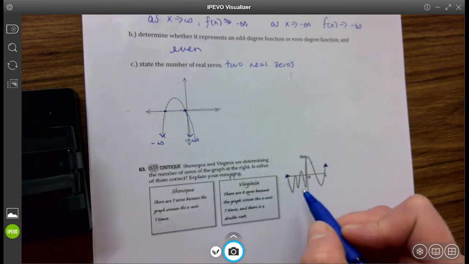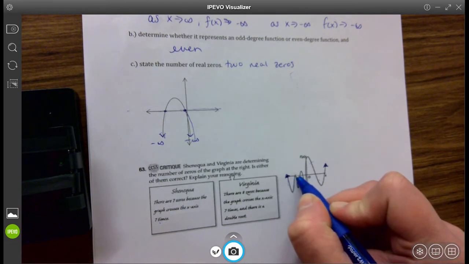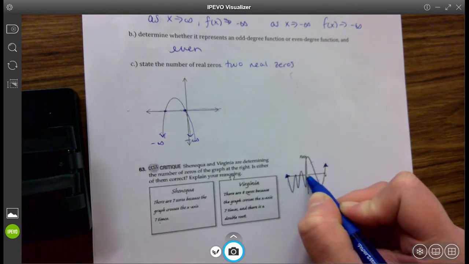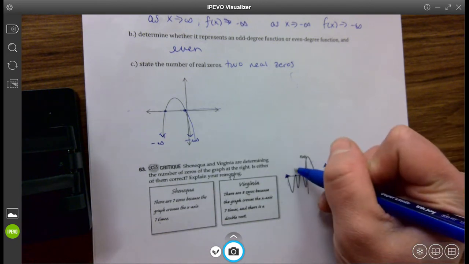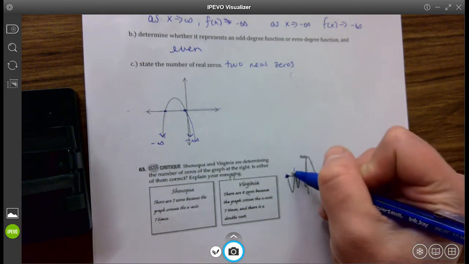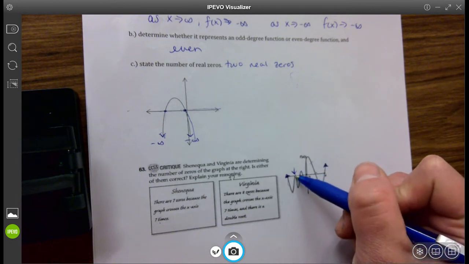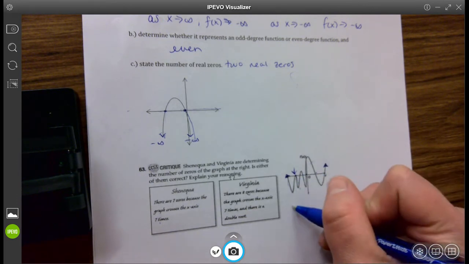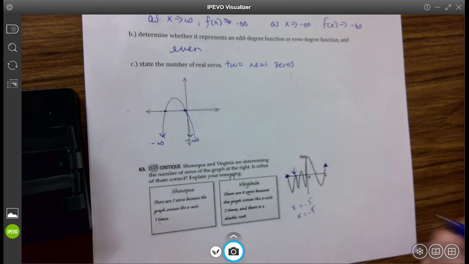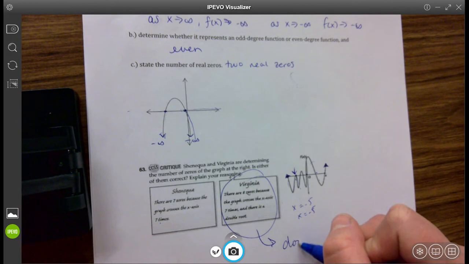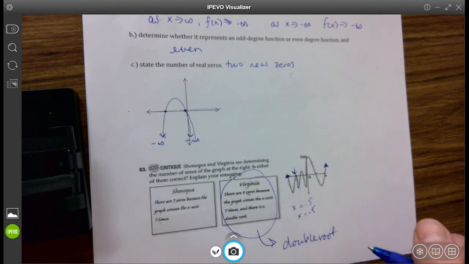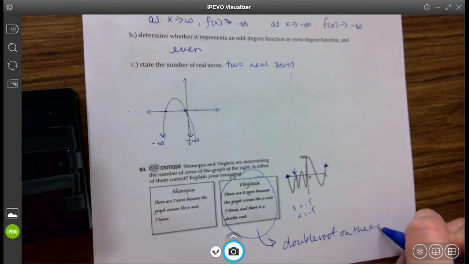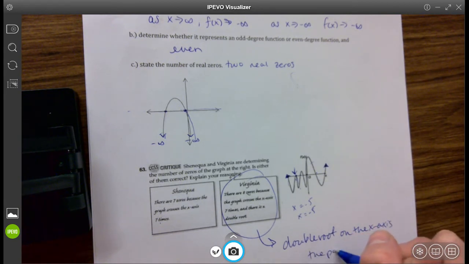Virginia says there are 8 zeros because the graph crosses 1, 2, 3, 4, 5, 6, 7 times, but there's a double root here. When you're tangent, we've talked about this numerous times in class. When you're tangent, it means you're touching at one single point, and it creates a double root, like say x equals negative 5 and x equals negative 5. So there's 2 zeros, but there's just one solution because it's tangent, okay? So Virginia is right. Double root on the x-axis, the polynomial function is tangent.